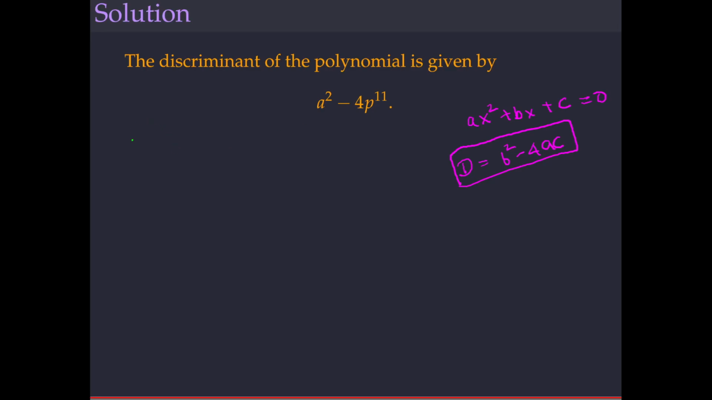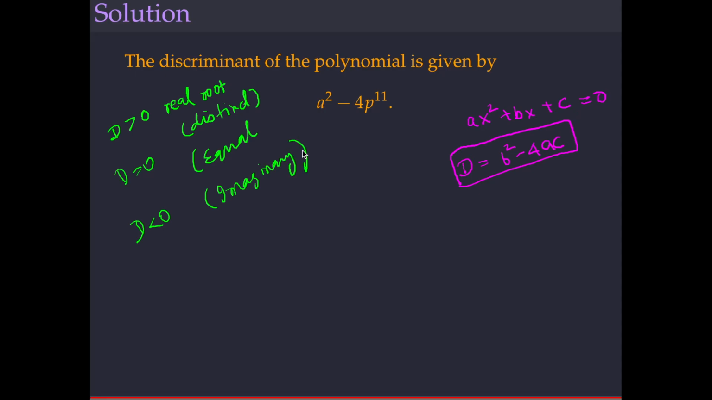Now we know that if D is bigger than 0, then the roots are real and distinct. If D is equal to 0, the roots are equal, and if D is less than 0, then the roots are imaginary. So these are the things that we know. Let's analyze the discriminant of this polynomial.